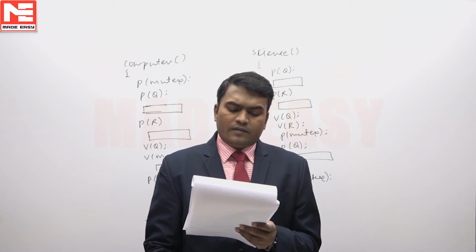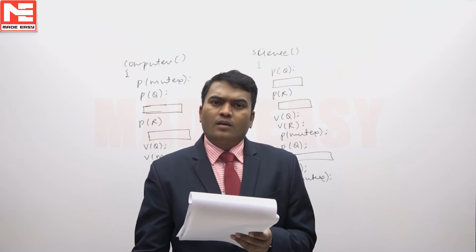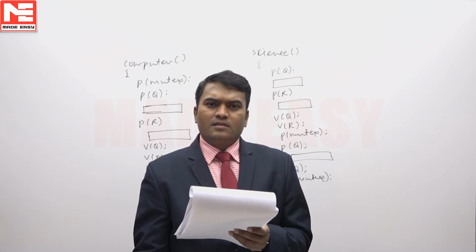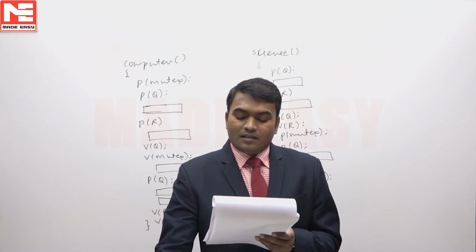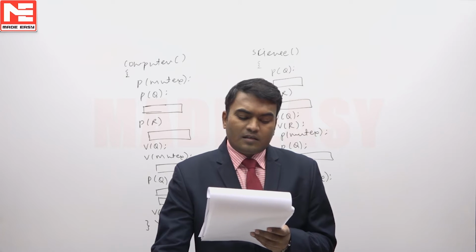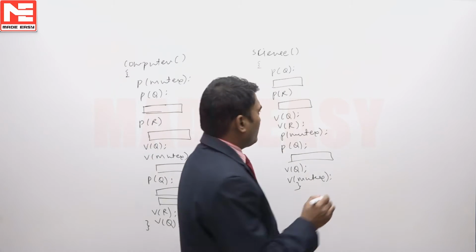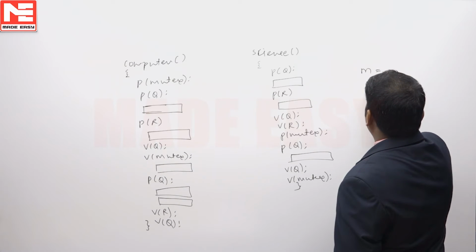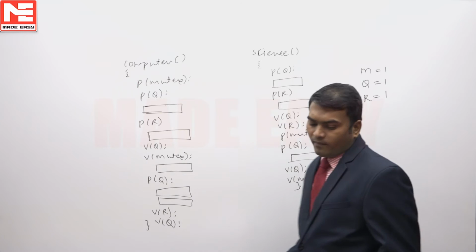Now this question has two processes, computer and science, with some simple processes defined under those names. Next, he is using three semaphore variables: semaphore mutex, q and r, all initialized to 1. So I'm writing here mutex, q and r, all initialized to 1.